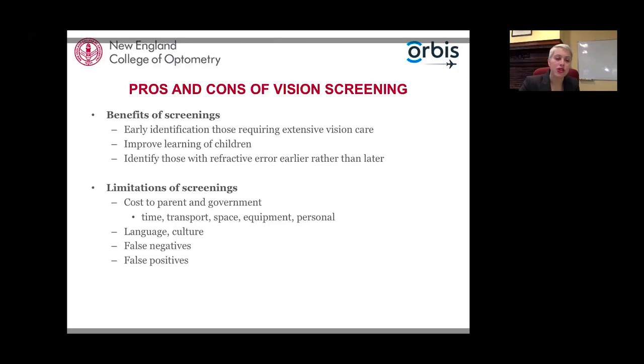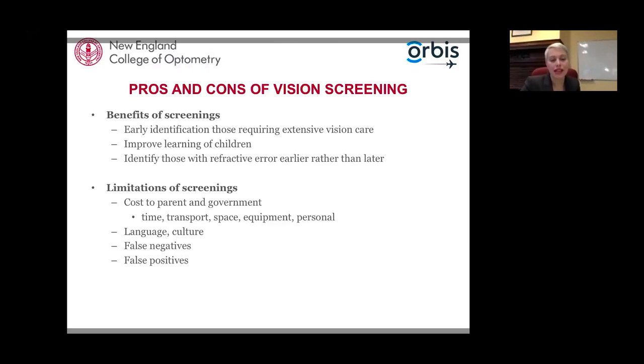We need to take into consideration language and culture. You need to make sure that you are entering a region where you have a very clear understanding of the cultural background, or you are with someone who does understand the cultural background and someone who can understand the language. Screening goes a lot smoother if you can speak the same language.